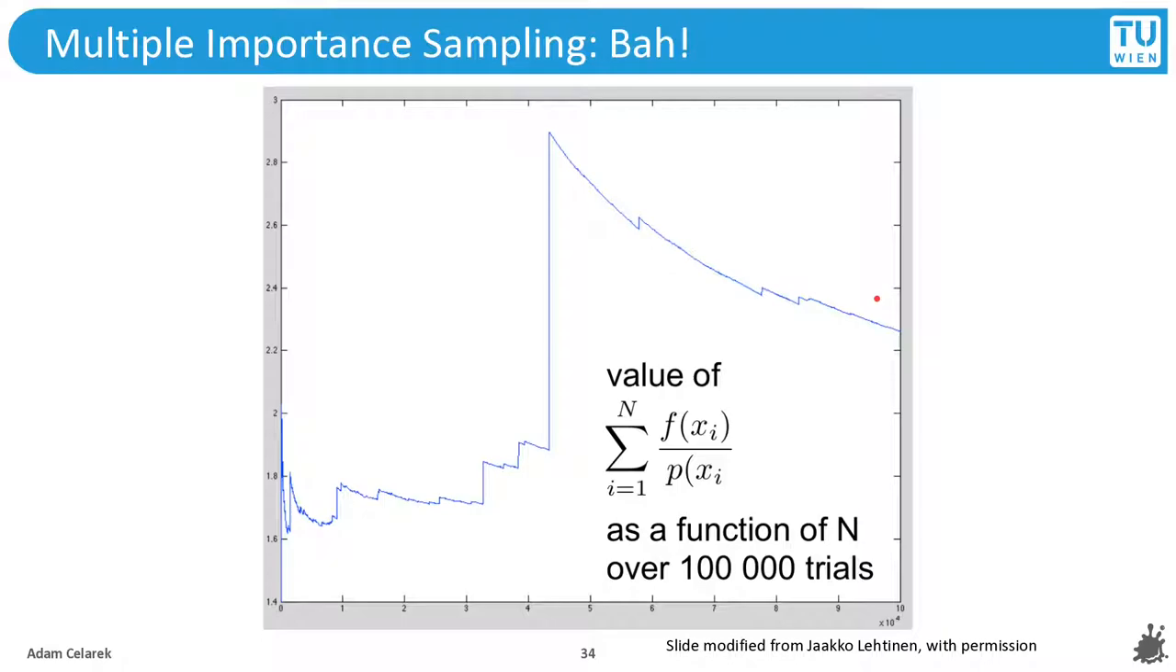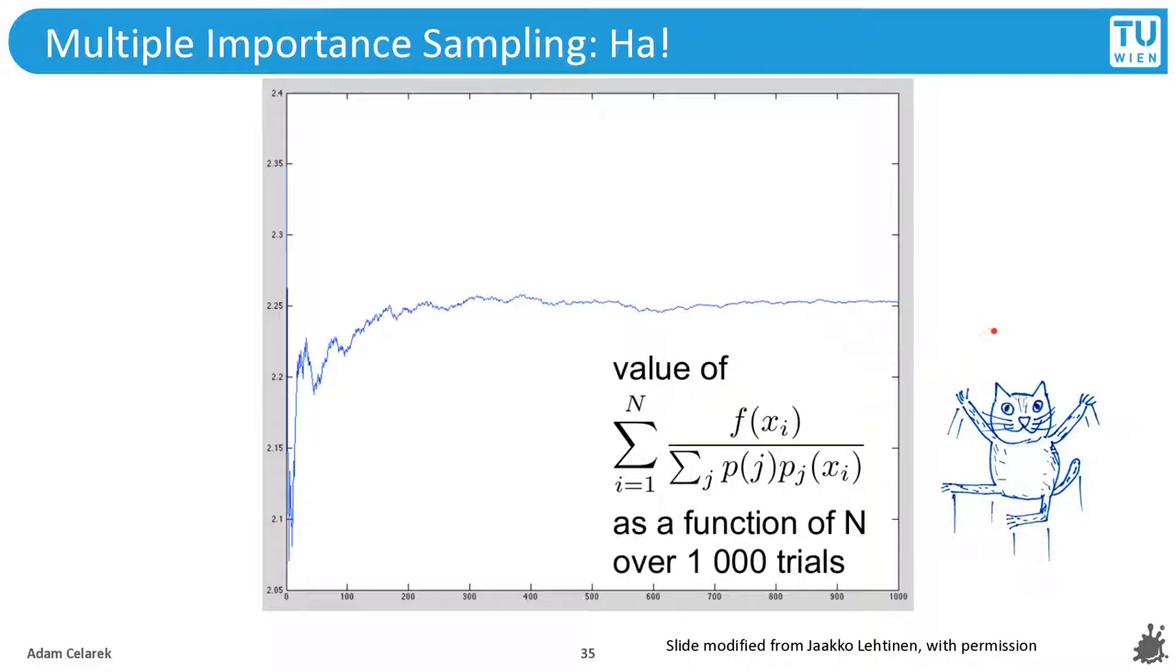And this is compared to what we had before with the importance sampling only. You saw those wild jumps, you see them again, and this looks much better. So we are happy. And this is the basic intuition and approach.